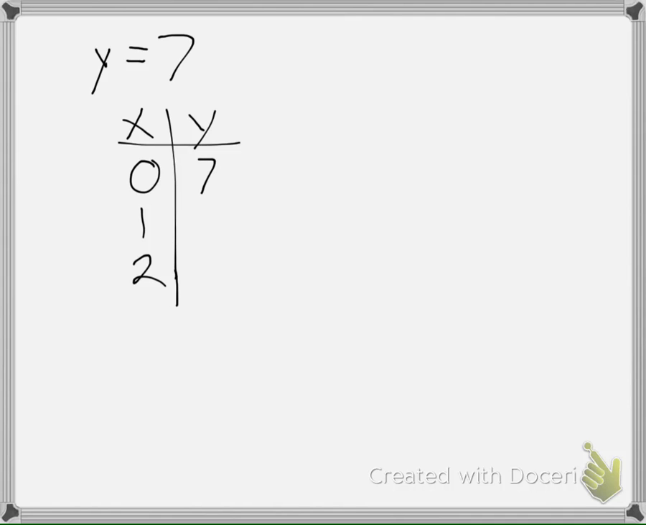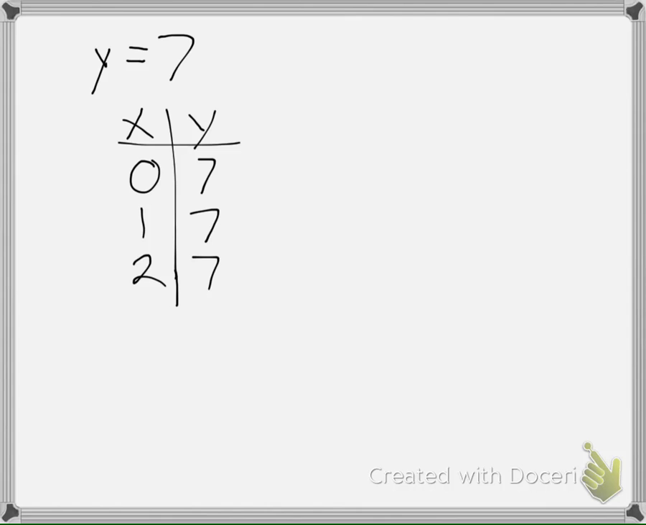If x is 1, what is y? 7. Oh, yeah, it's still 7. What about if x is 2? What's y? 7. Okay, so we get how that's easy because, in this case, y doesn't really depend on x because x isn't even part of the equation. No matter what x is, y is 7. I put a million. You can do that. That's fine.